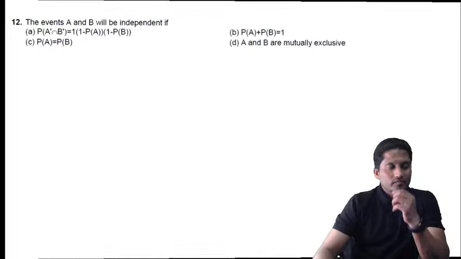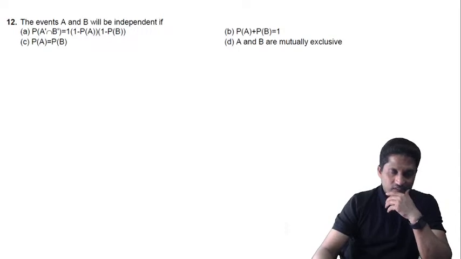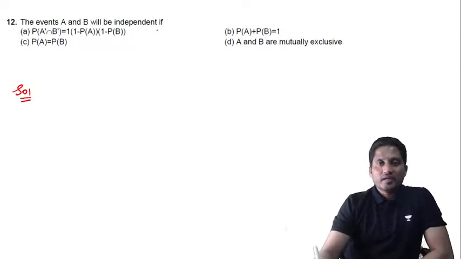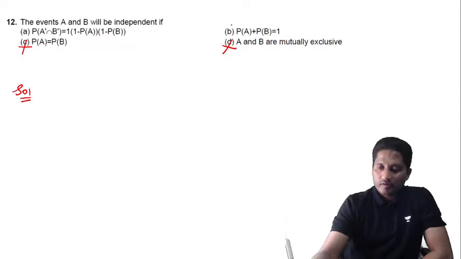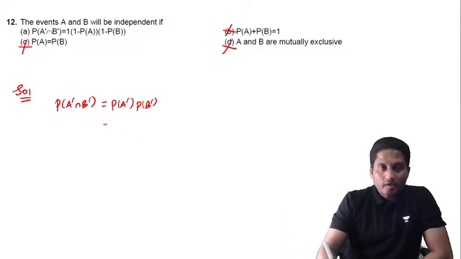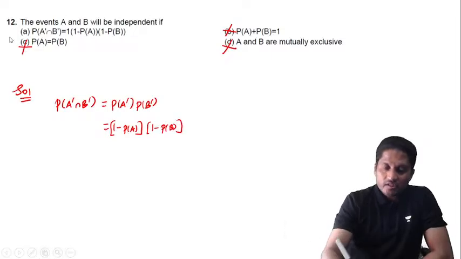Question number 12. The events A and B will be independent if, even this is asked in previous KCET. Actually, it's an Exemplar question only. If A and B are independent, A and B being mutually exclusive is not possible. P of A is equal to P of B is not possible. P of A plus P of B equal to 1 is not possible. But the first is possible. P of A dash intersection B dash will be equal to P of A dash into P of B dash, because they are independent. P of A dash is 1 minus P of A, and P of B dash is equal to 1 minus P of B. Right, answer is option A only.